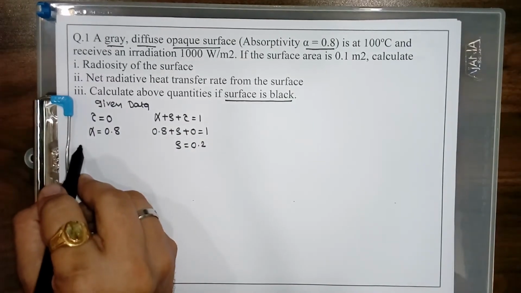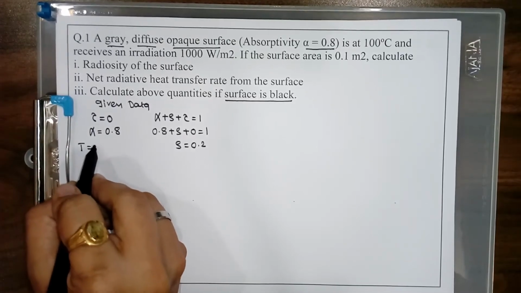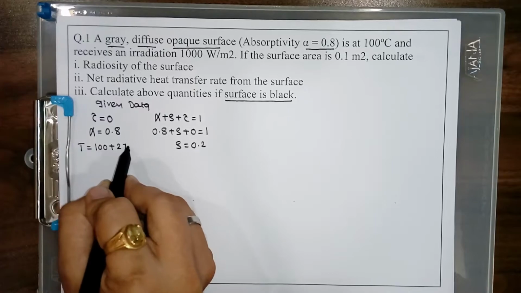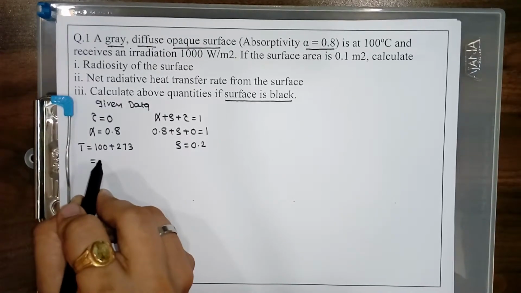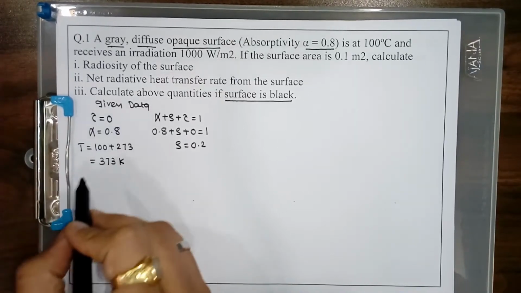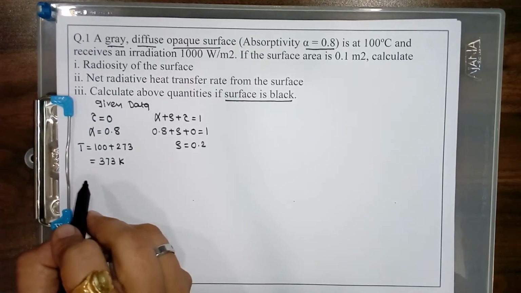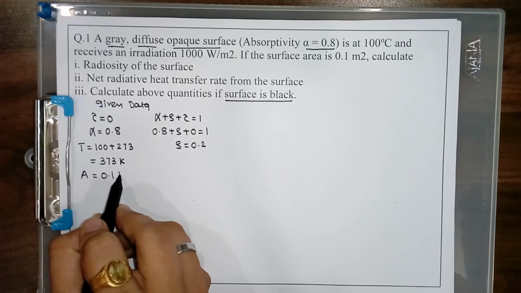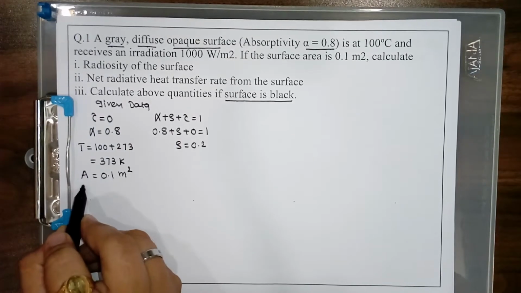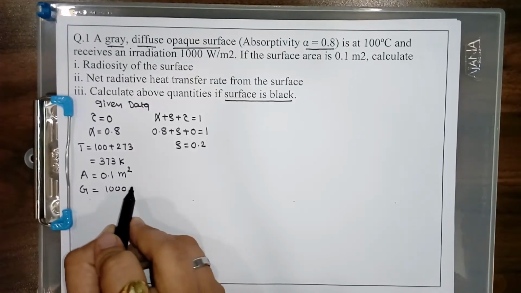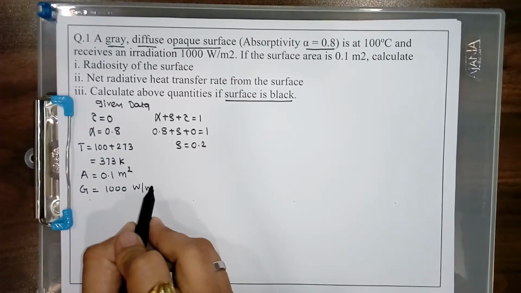Another data is given, the temperature of the surface, that is 100 degree centigrade. We have to convert it into Kelvin, so it becomes 373 Kelvin. The surface area is given, and that is 0.1 meter square. Irradiation is given, that is 1000 watt per meter square.